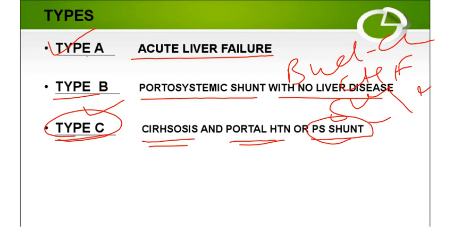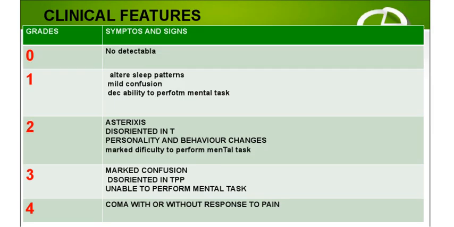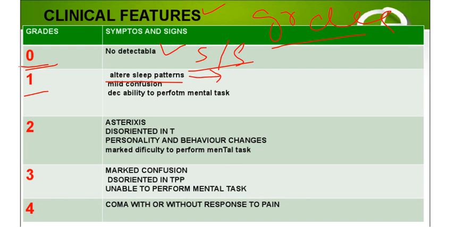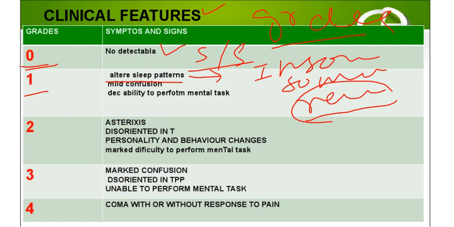Now what is the clinical manifestation? The clinical manifestation is divided into various grades. Grade 0, we have no detectable signs and symptoms. In grade 1, you have an altered sleep pattern. This is very important. Whenever you are taking the history of encephalopathy, you will ask about changes in sleep pattern, like any insomnia or somnolence or reversal of sleep pattern. What do you mean by reversal? The patient starts sleeping during the day and doesn't sleep at all at night.